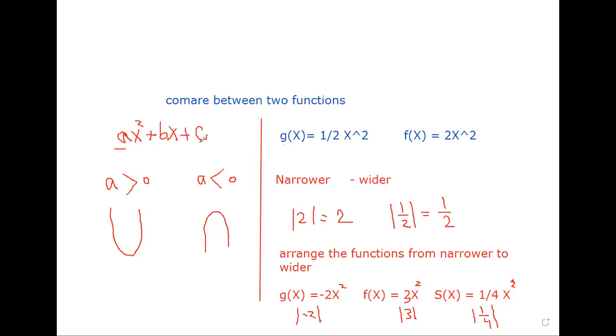Then, if I want to compare between two functions, we have to know the direction of the parabola, whether it's upward or downward. It depends on the sign of A. If it's more than 0, we said that it's upward. Less than 0, it will be downward. Then another point, we have to compare which one is narrower and which one is wider. It depends on the absolute value of A. The greater the absolute value, the narrower it is. The third point is the value of C, whether the function shifts to the right or to the left. Is there anyone who can give me an example?